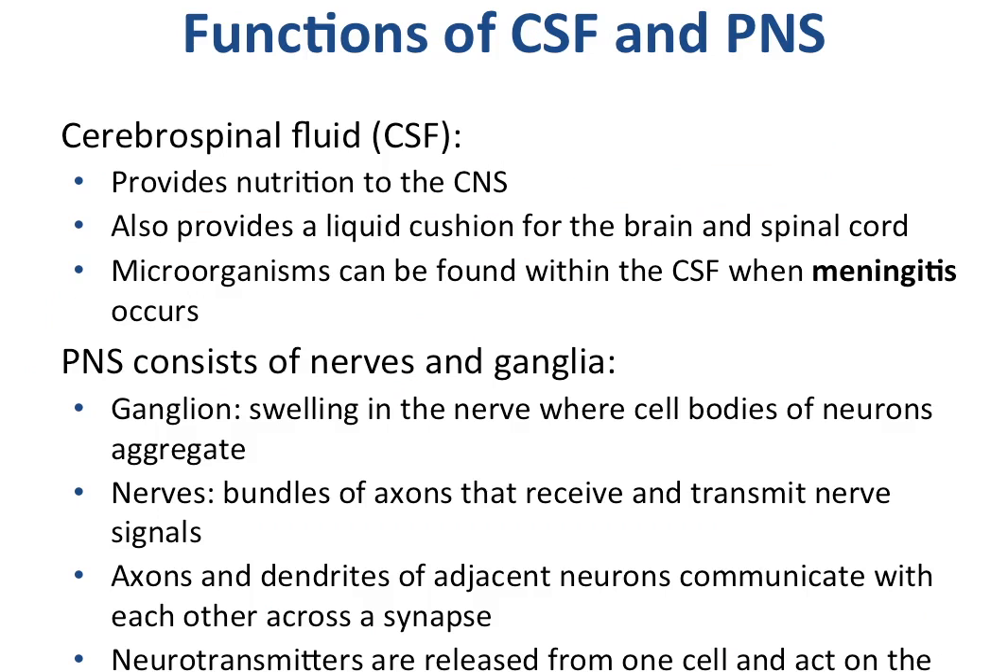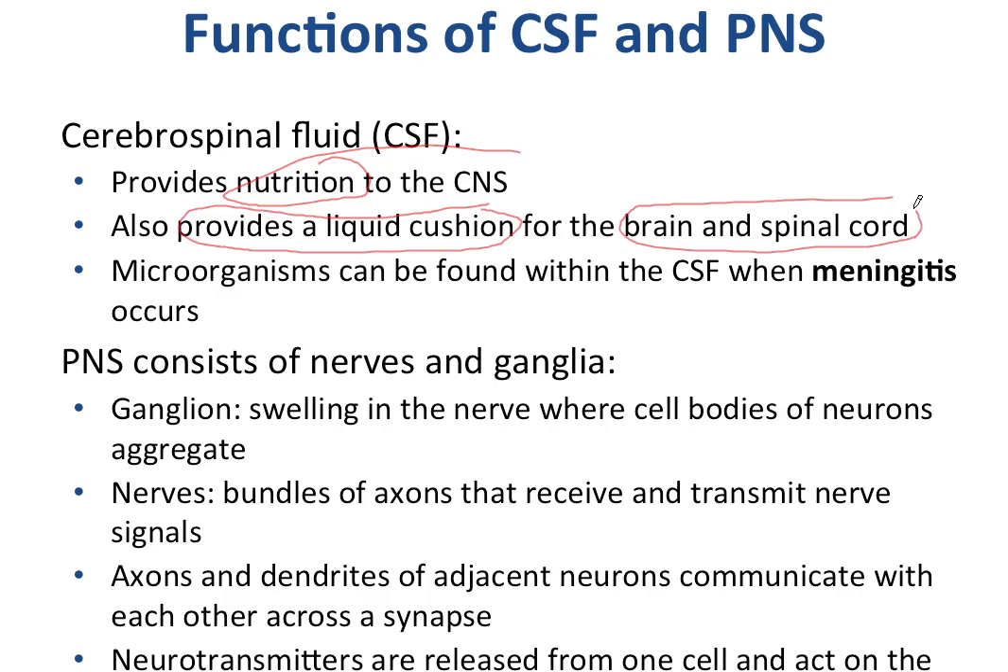Cerebrospinal fluid is very important for the nervous system because this fluid contains glucose, proteins, and a few immune cells, such as neutrophils and lymph cells. Because it contains glucose and proteins, it can provide nutrients. And since it is a fluid, it provides a liquid cushion for the brain and the spinal cord.